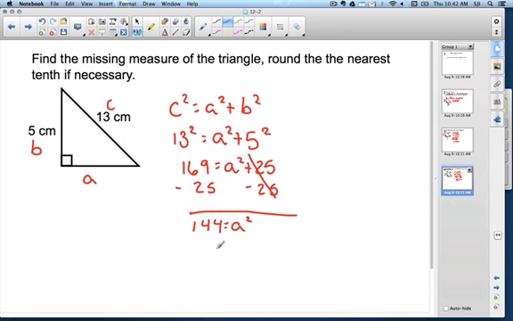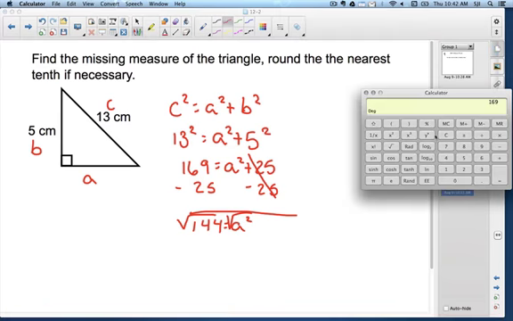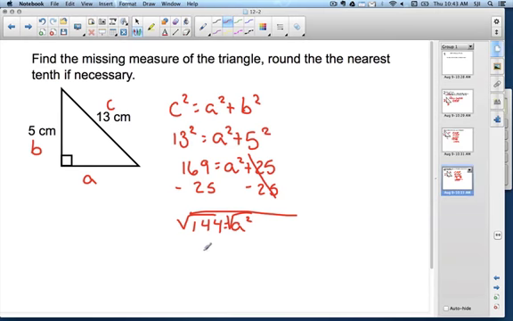I'm going to put my equal sign between here. But remember, we don't want to know what A squared is. We want to know what A equals. So to unsquare something, you find its square root. And I'm going to go to my calculator. And 144, remember we're going to push this button right here, the square root button. The square root of 144 is 12. So that means the length of A is equal to 12 centimeters.